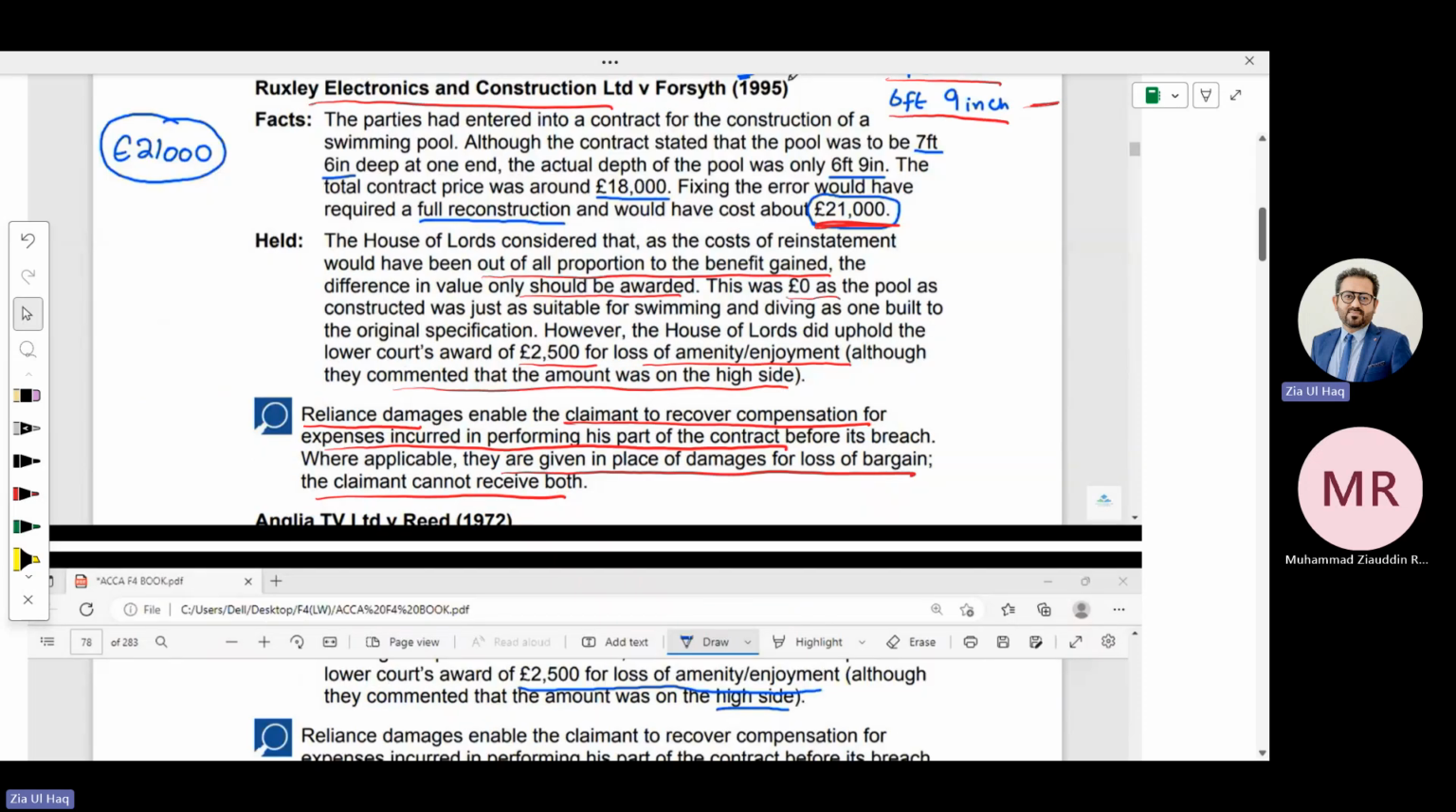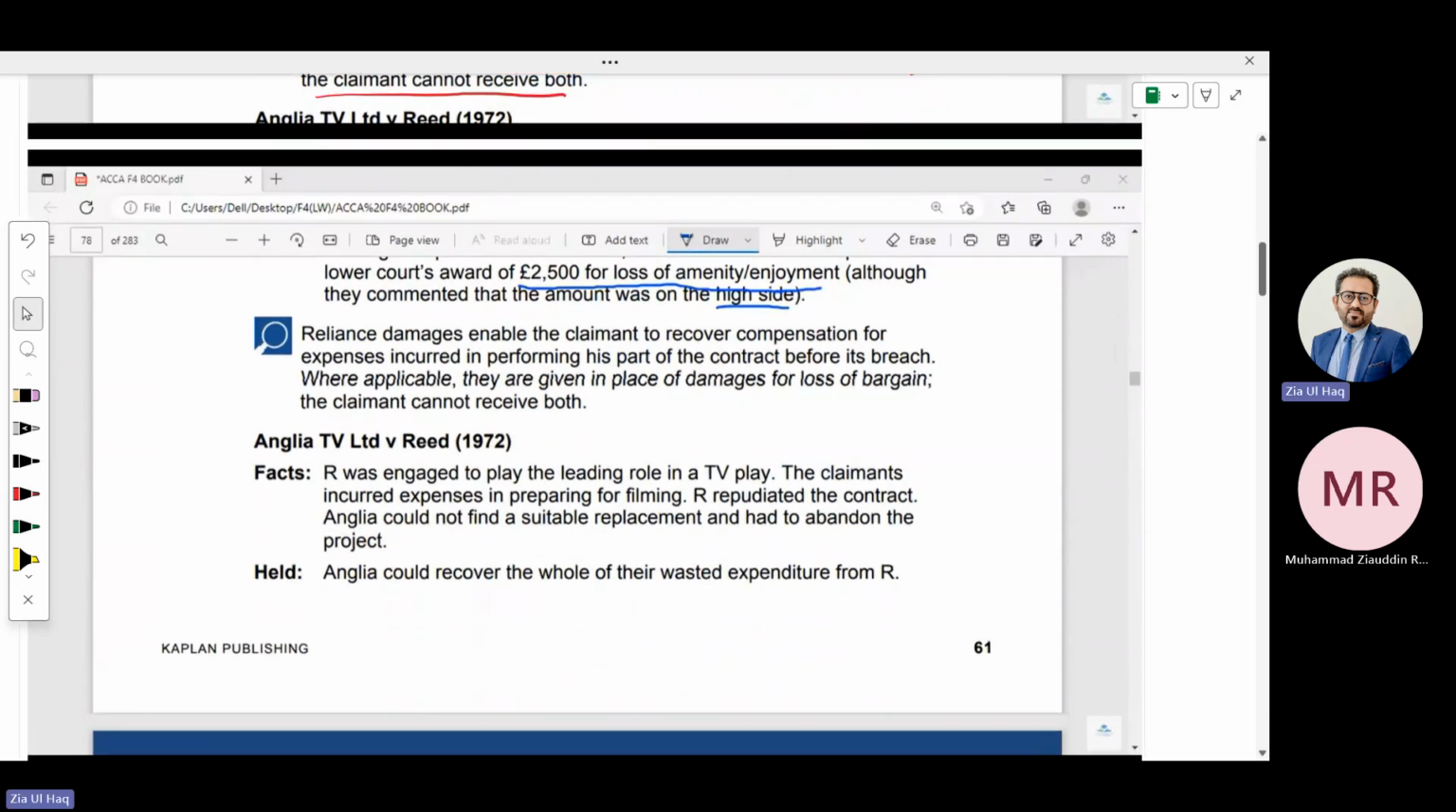Let's discuss another case. There is a case between Anglia TV Limited and Reed. Reed is an actor. Anglia TV Limited are producer and director. Who is using whose services? Producer and directors are using the actor's services. Okay. Reed was engaged to play the leading role in a TV play.